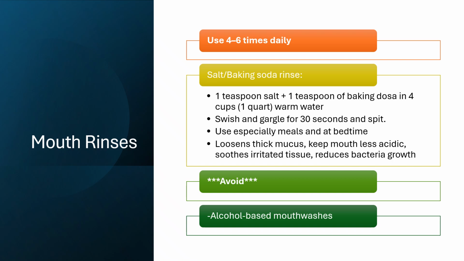So what you do is you just swish and gargle for 30 seconds and spit it out. This is a really good home regimen to use, but especially before meals and at bedtime. Baking soda and salt loosens up any thick mucus and decreases irritation in your mouth. But if you have really bad mouth sores, then you probably need some prescription medications, and we'll talk about that in the next slide.